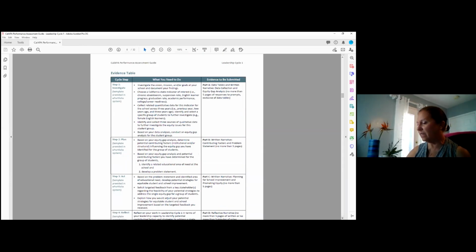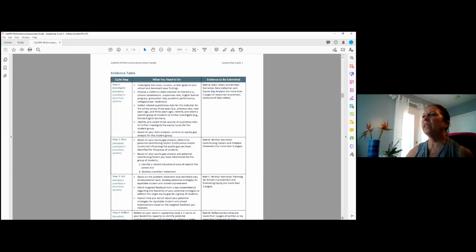Here is the evidence table that we shared with you and discussed. And so quickly, we're just going to show you how this is laid out, and then we're going to enter into step 1 and carefully go through what is expected of the candidate. But this evidence table actually fits all on one page.